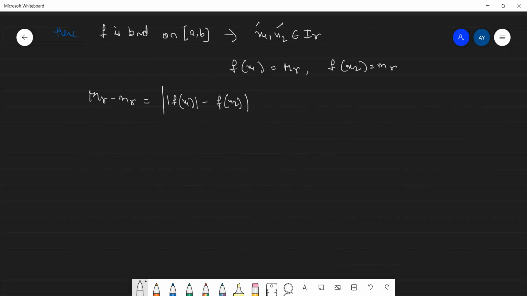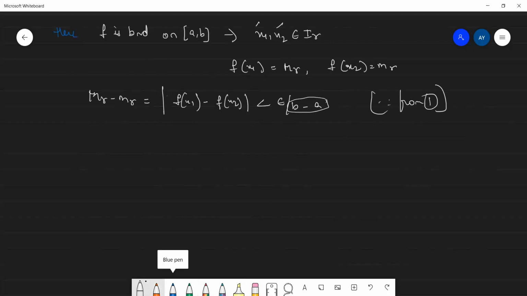Okay, so what is x1 minus x2 actually from the previous slide? f of x1 minus f of x2 is less than epsilon by b minus a. And remember, I told you I'll tell you at the end why we took b minus a. Okay, this is since from 1, as we have considered f of x1 minus f of x2 less than epsilon by b minus a. Now let us consider what is the condition to be integrable.